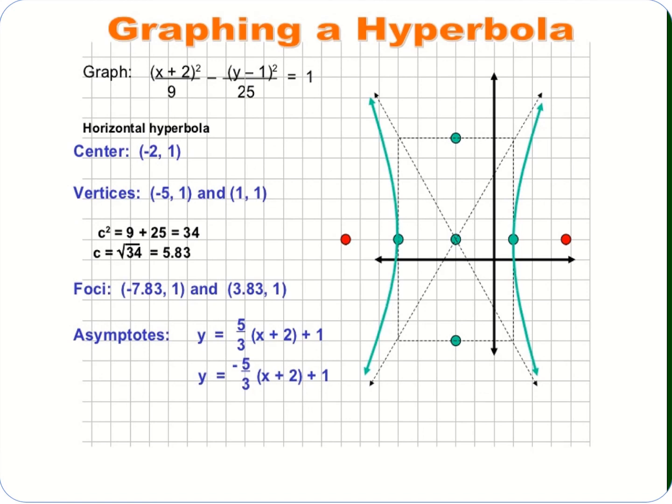Example of graphing a hyperbola. So we have here the center is not at the origin. The center is (-2, 1). So you will just simply find the inverse of the signs: +2 becomes -2, and -1 becomes +1. For the vertices, just simply follow the formula for the foci and asymptotes.